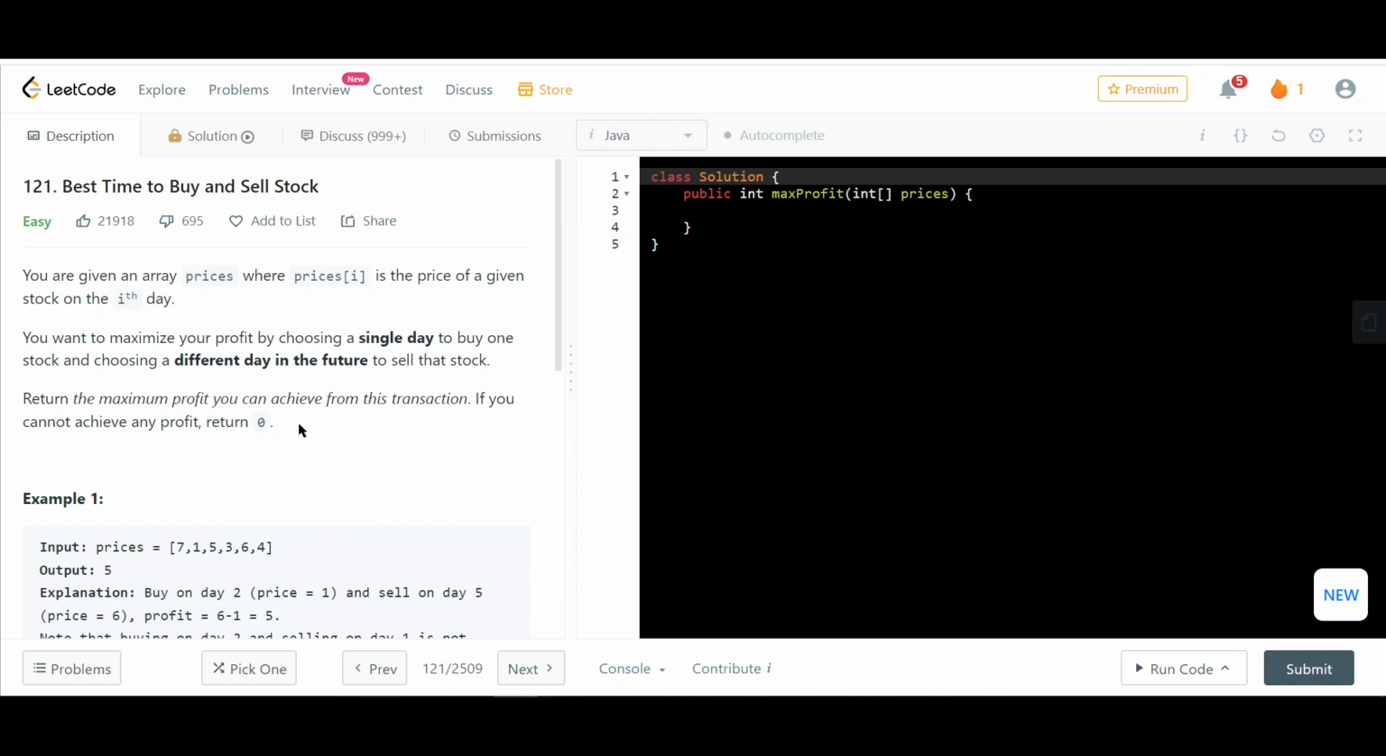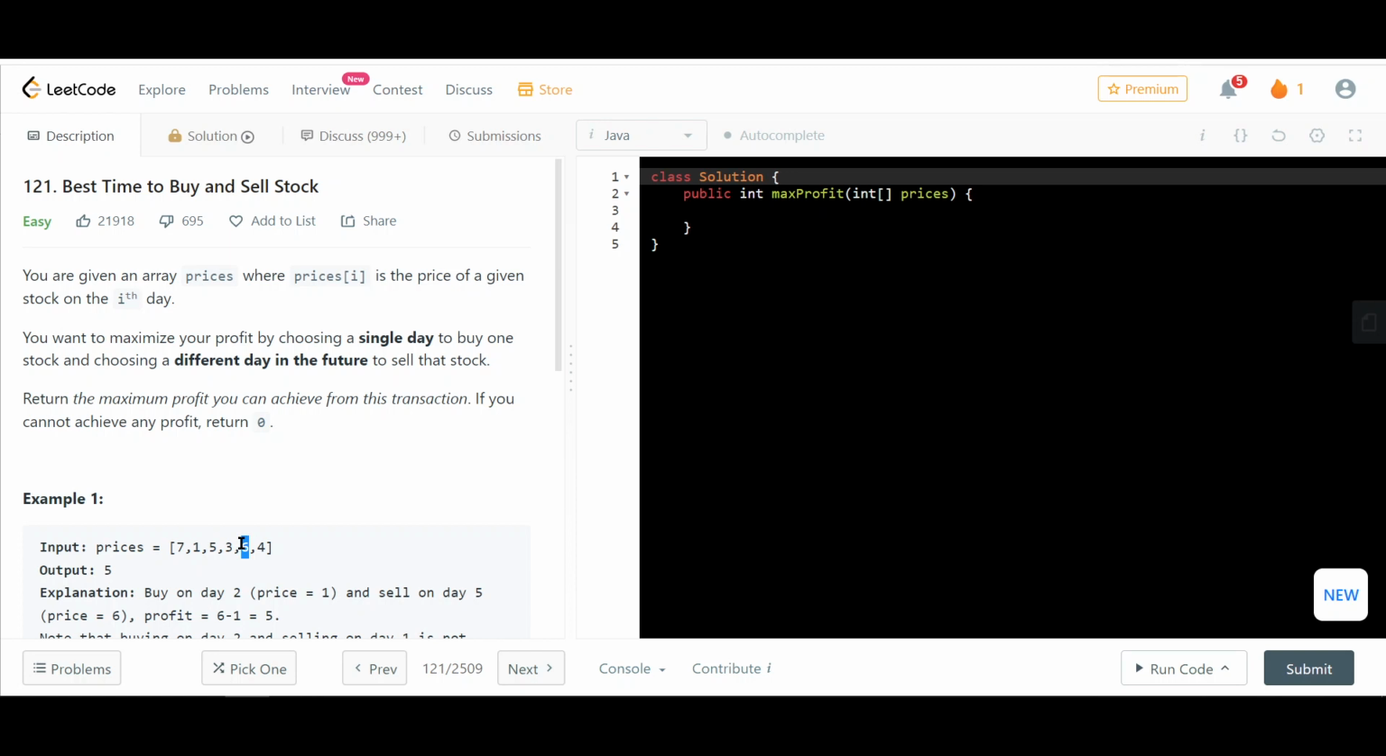So basically, we can do a single transaction, right? So I buy a stock on one day and I sell it on another day. Like in this example, I would never want to buy on 7 because I will never gain a profit. If I buy at 1, I will sell at 6, something like that, right? So how do we solve for this? A single transaction we have to do.